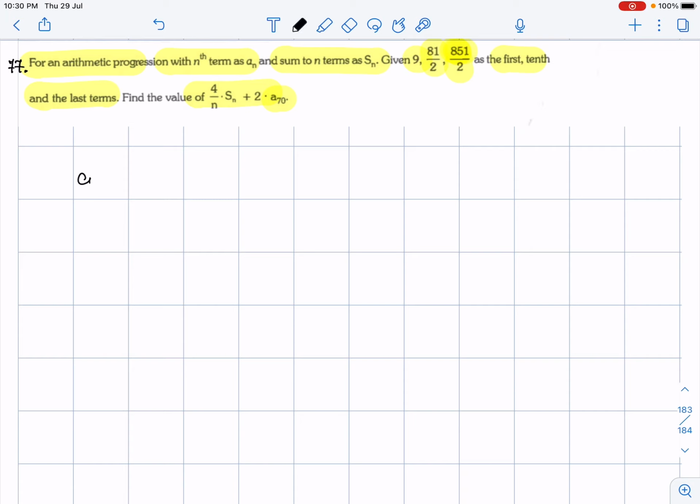So A1 is 9 given to us, and the 10th term of that arithmetic progression is 81 upon 2 given to us, and the last term, that is the nth term of that arithmetic progression, is 851 upon 2 given to us. And what is the value of this expression they are asking? What will be the value of 4 upon n Sn plus 2 times A70 they are asking?